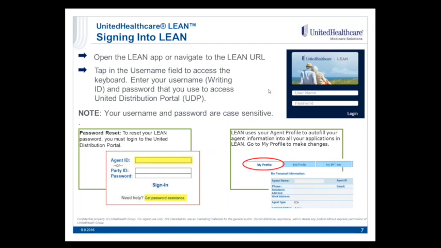They can only be changed in the agent portal. They must be changed there, and we need to do that because we want the systems to be in sync. The portal feeds to Lien, and then the applications go through processing and then feed back to the portal. So it's very, very important that if you want to change your password or any of your profile information, you must do that either through the PHC or through the United Distribution portal.